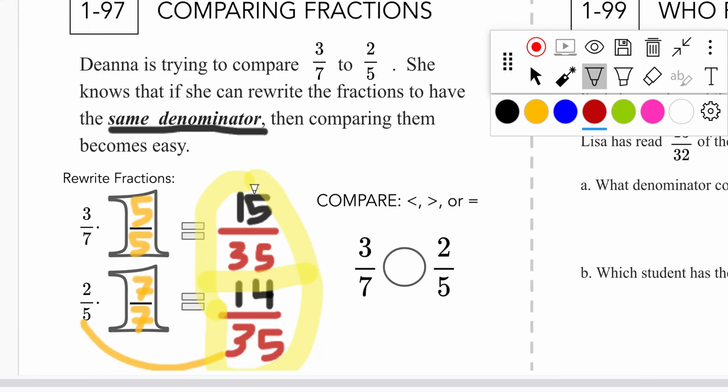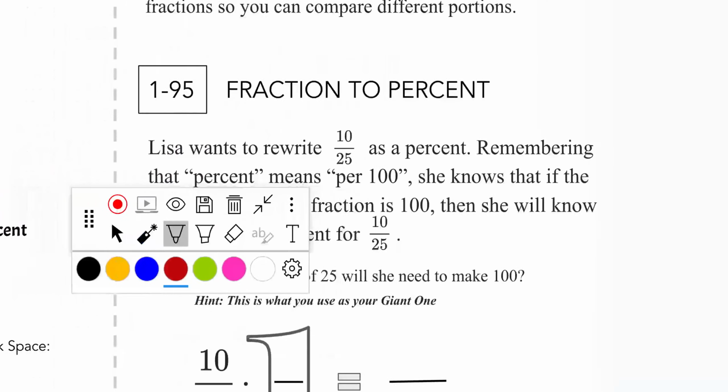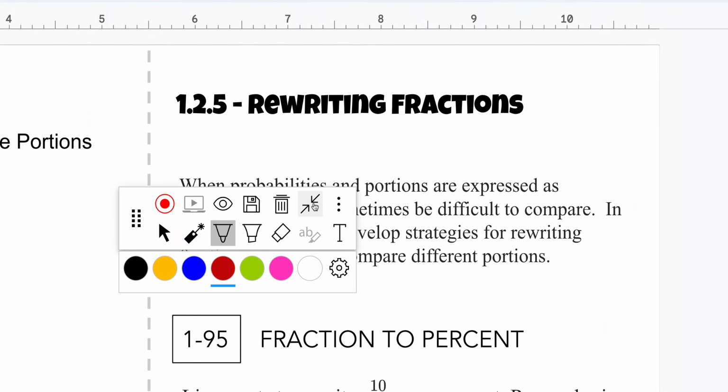Once you have the answer written with a common denominator, you can see which number is bigger, okay? So the bigger fraction would be 15 over 35, which was the same as 3 over 7, okay? So 3 over 7 is bigger. This is the bigger fraction because 15 is bigger than 14. Very good.